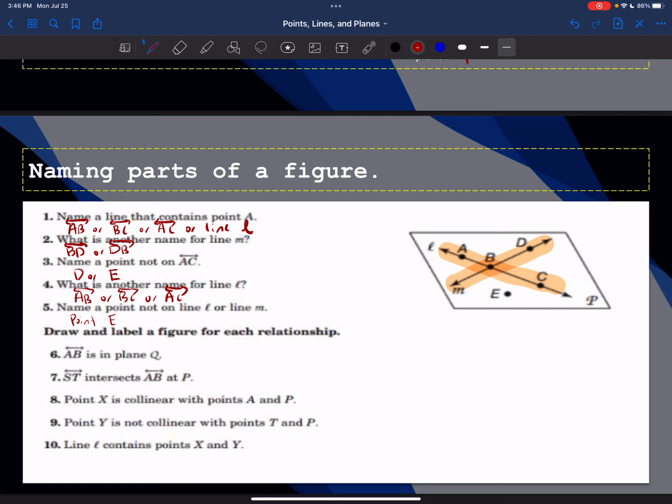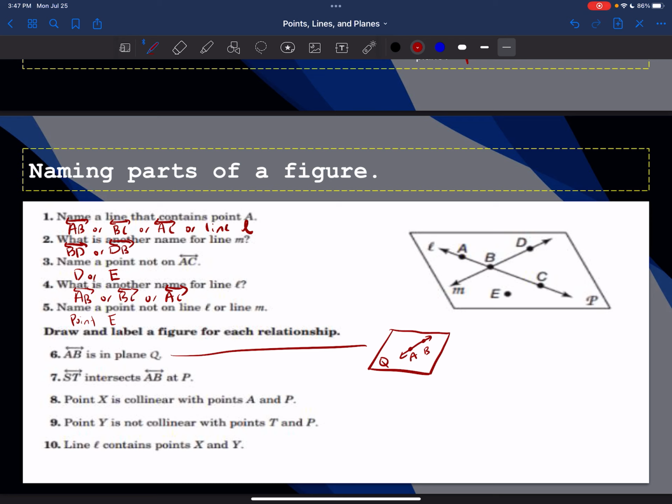Okay, 6. Line AB is in plane Q. So this right here is just telling me how we draw these things. I have plane Q, and it has to have that capital letter, right? And there is a line AB. All I have to do is draw a line just like so. I have to have those 2 points, A and B, and that's pretty much my answer.